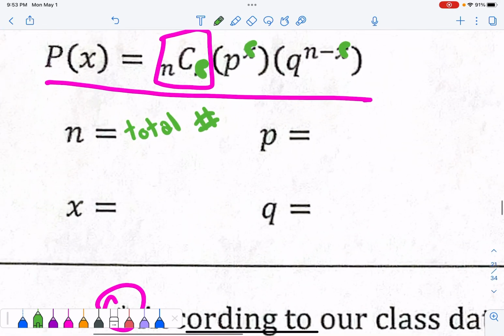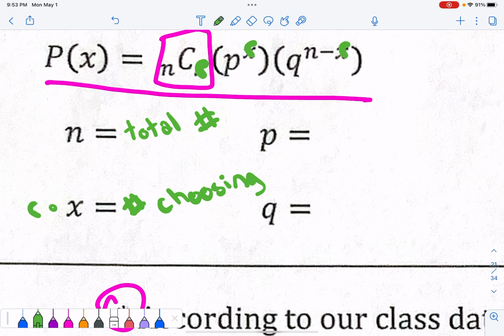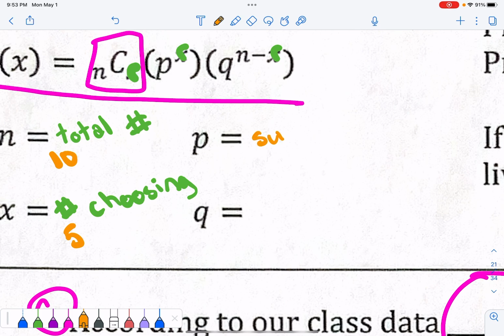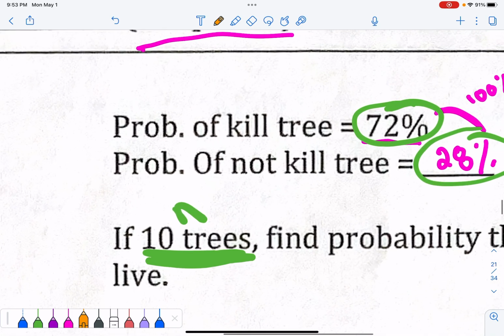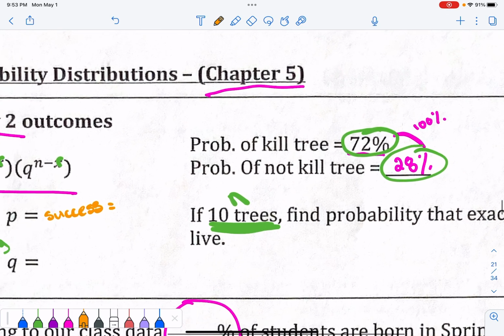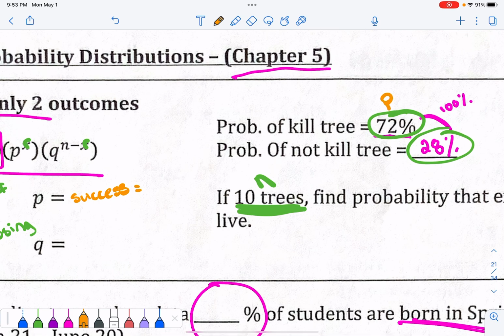So n is the total number, and I'm going to call x, or r, the number that I'm choosing. In this case, n was 10, and the number that I'm choosing is 5. P is the probability of success. In this case, success means me killing a tree. So if we designate this as my P, the probability of success is going to be killing trees. It doesn't necessarily always have to mean success.